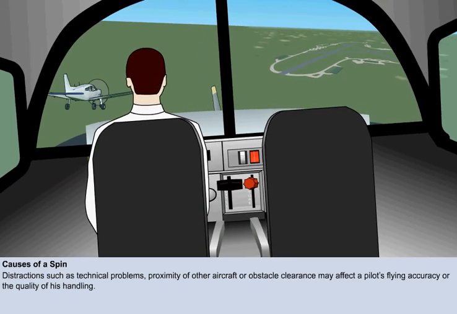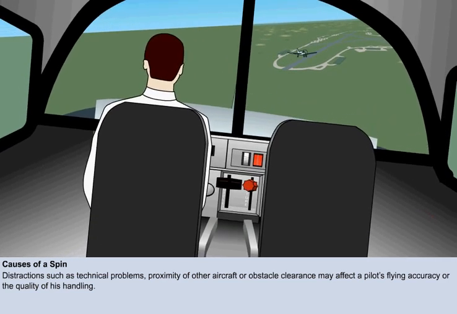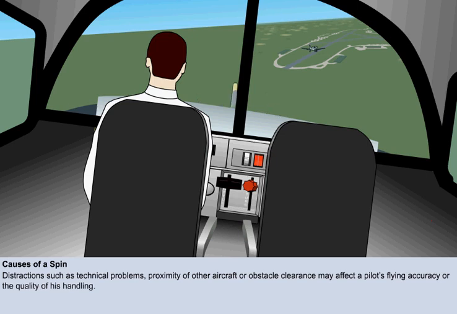Coordinated use of the flying controls is always important, but especially so during flight at low speed and high angles of attack. Although most pilots are able to maintain coordinated flight during routine maneuvers, this ability is often degraded when attention is divided by distraction from the primary task of flying the aeroplane. Distraction could be caused by even a minor technical problem within the aircraft, concentration on external events or features, obstacle clearance, or the proximity of another aircraft.